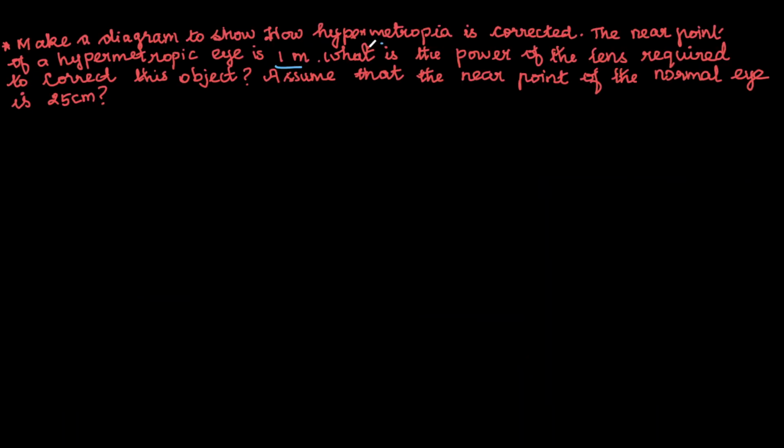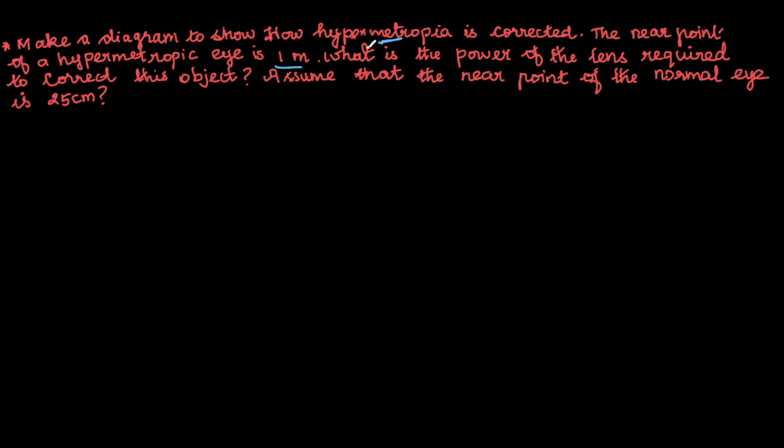Make a diagram to show how hypermetropia is corrected. The near point of a hypermetropic eye is 1 meter. What is the power of lens required to correct this? Assume that the near point of the normal eye is 25 centimeters. So we have to see, hypermetropia is given.